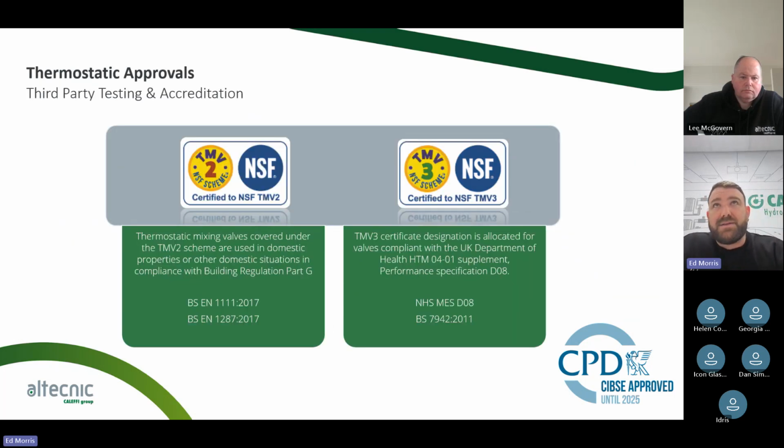So the approvals which sit around thermostatic mixing valves, or the thermostatic approvals, is third-party testing accreditation. One of the two terms that we hear about is TMV2 and TMV3. TMV2 is solely designed for the domestic market, so where you'd have one in your individual property or somewhere that's outside of healthcare. We have two standards there. You can see BS EN 1111:2017 and BS EN 1287:2017. Those are the two test criteria that we have to manufacture and test the valves to. One is high pressure and one is low pressure. So it's anything below half a bar, anything above half a bar. It's how the valves perform at low pressure and high pressure. So always look, when looking for accreditation, that it's got the two standards, so 1111 and 1287.